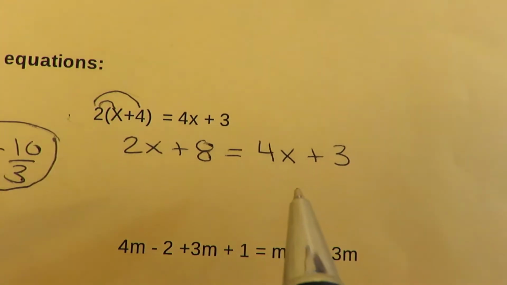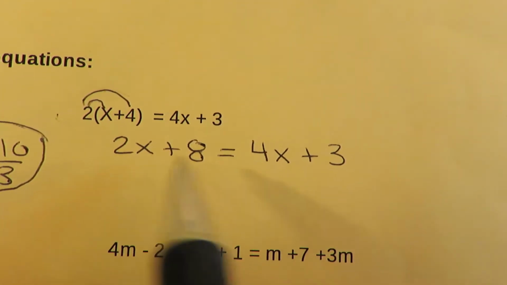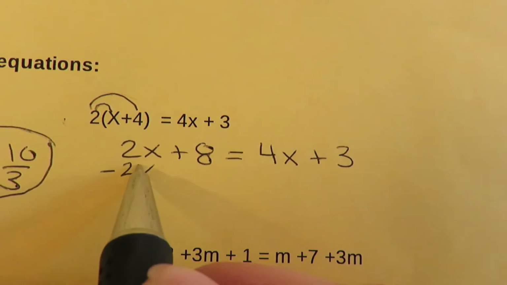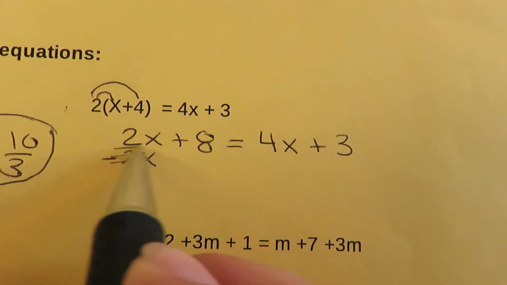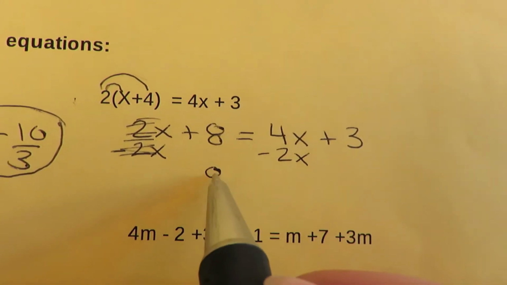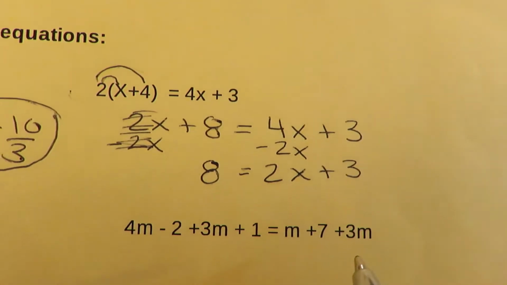Now I can move things over. Remember, it doesn't matter which side I move the x's to, as long as they're alone on one side. So this time I'm going to move over the x's that are here. I have positive 2x. I'm going to subtract 2x to get rid of them here, and then subtract 2x here. So I have 8 equals 2x plus 3.